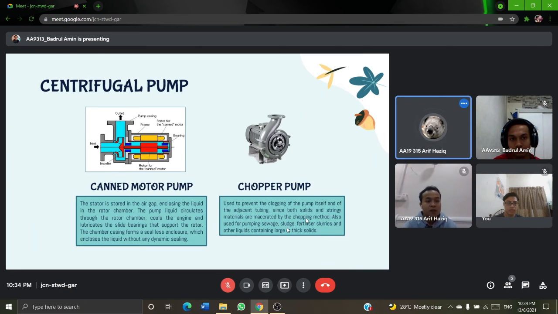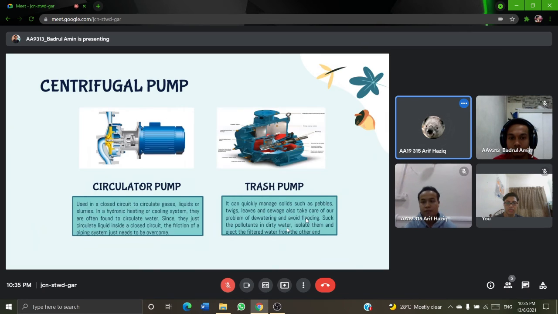The second pump is the chopper pump. A chopper pump is a centrifugal pump which is equipped with a cutting system to facilitate chopping of solids that are present in the pump liquid. The main advantage of this type of pump is that it prevents clogging of the pump itself and of the adjacent piping, as all the solid and stringy material is macerated by the chopping system.